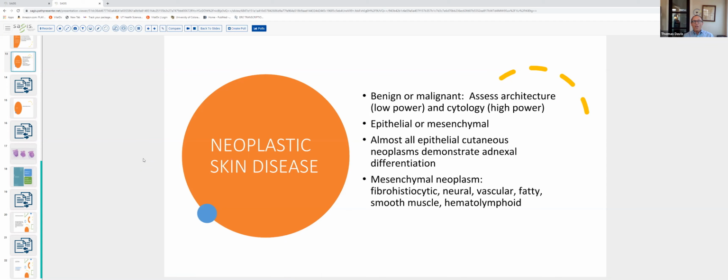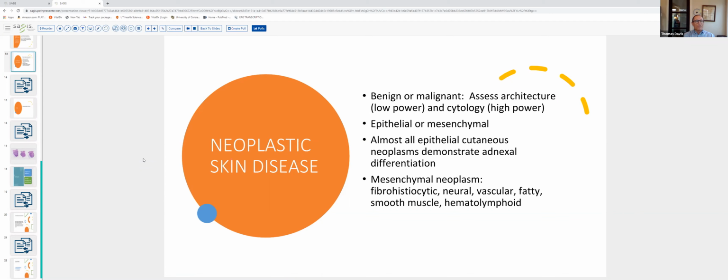If we're talking cutaneous tumors, almost all epithelial cutaneous neoplasms do demonstrate adnexal differentiation. So your key job is going to be deciding whether you've got a follicular tumor, a sebaceous tumor, an eccrine tumor, or an apocrine tumor. Obviously, mesenchymal neoplasms are a huge category, the second big category of neoplasms.